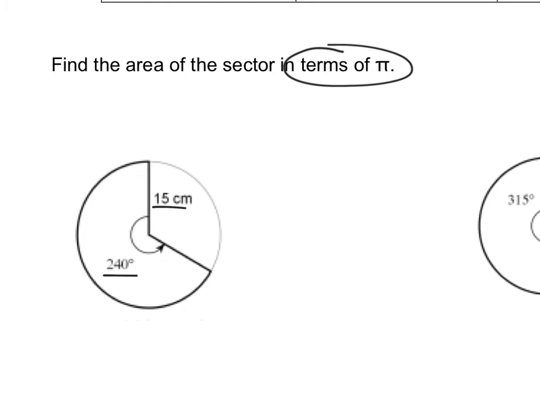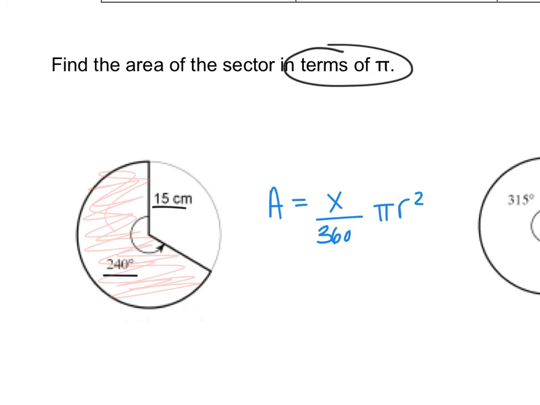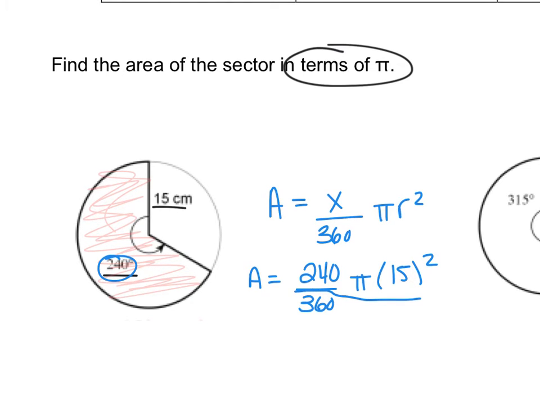So I'm going to draw in a little. I want to find the area of this piece, okay? If I want to find the area of a sector of a circle, I just use this formula. Area equals x over 360 pi r squared. I know that my x is my angle, so I get area equals 240 over 360 pi times my radius of 15 squared.